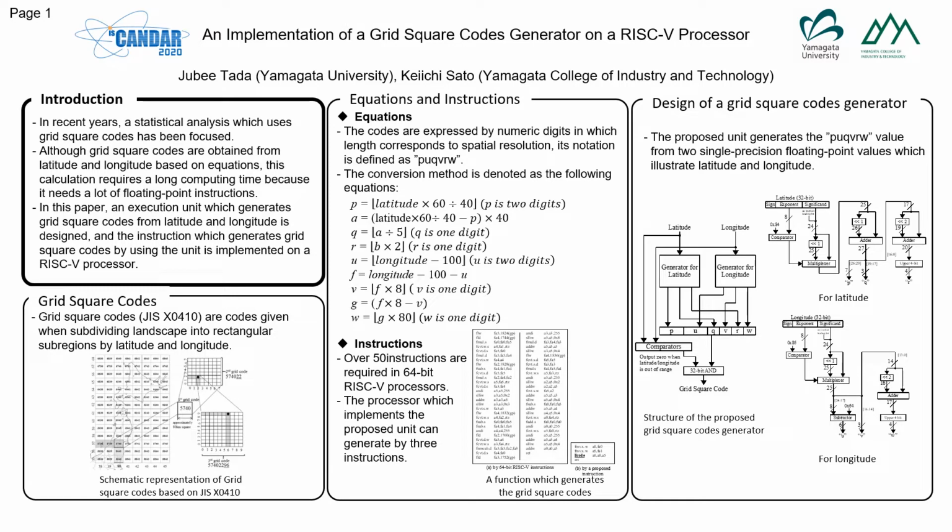I'll start my presentation. I'm Jubei Tada from Yamagata University, Japan. Our paper is entitled An Implementation of a Grid Square Code Generator on a RISC-V Processor.